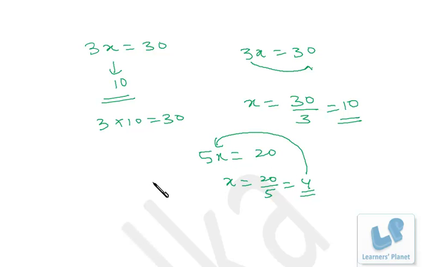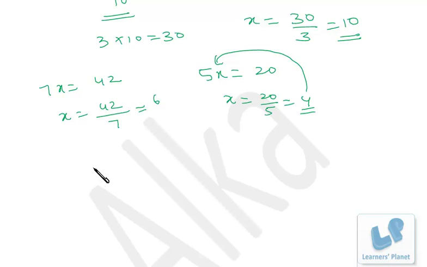Similarly, suppose 7x is equal to 42. So x will be what? 42 by 7, that is 6, right? 7 is multiplied over here, so it will be in the denominator this side. So 42 by 7 is 6, right?